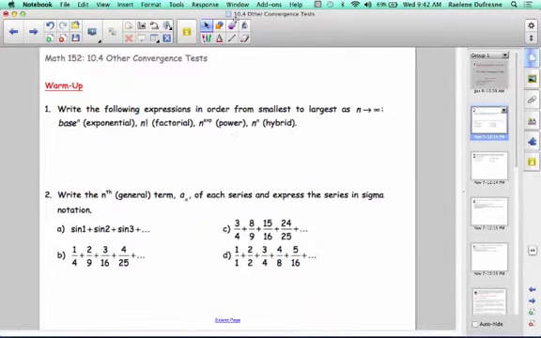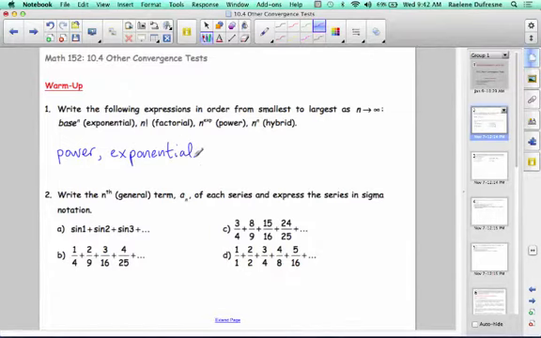Between exponential and power functions, we know that the slowest growing is the power function, and we know the next biggest is the exponential function. And just to remind ourselves about the difference between factorial and hybrid, let's consider the limit as n approaches infinity of n factorial over n to the n. Doesn't matter which direction I make this quotient. I could put the hybrid in the top and the factorial in the bottom.